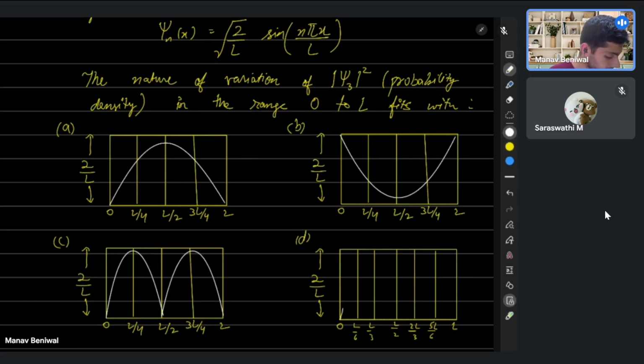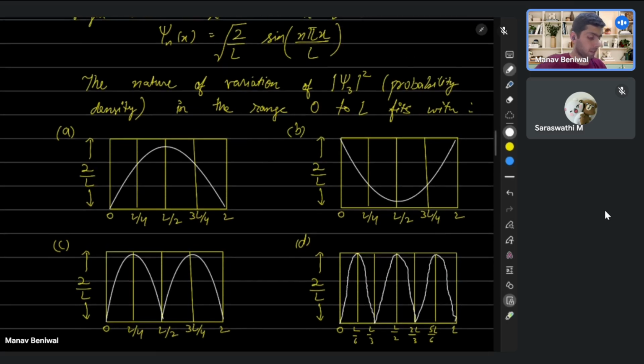And the wave function looks like this. So basically we are given a wave function. This psi is the wave function which is given to us, and we want to find out the value of psi 3 squared, like how its functional form will vary between 0 and L.